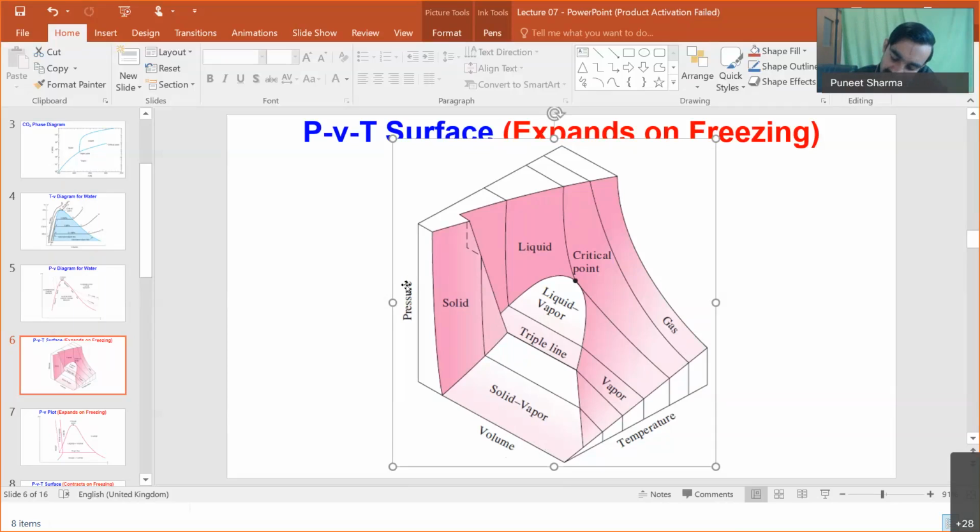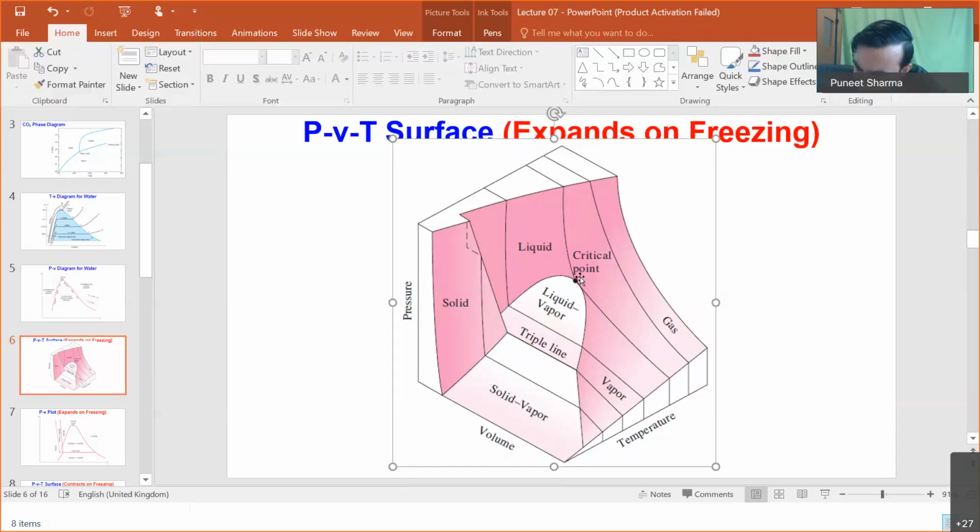And any line which is parallel to the volume axis but crossing the pressure axis at any point, that will be my constant pressure line. Okay. Now we know already that we will be having some two-phase region. So clearly you can see that this is my saturated liquid part. This is my critical point, and then I have over here the saturated vapor line.